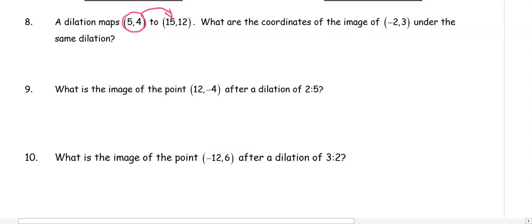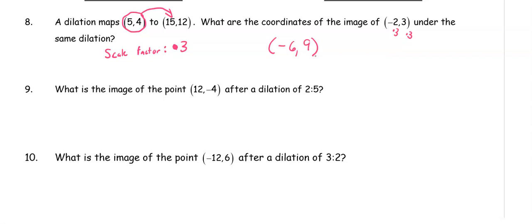So if we're looking for how we dilate, we want our scale factor. So our scale factor here is what did we multiply 5 and 4 by to get to 15, 12? Well, all of these are multiplied by 3. So if I have my point of -2, 3, I want to multiply each of those by 3. So we would get -6, 9 as our new coordinate.